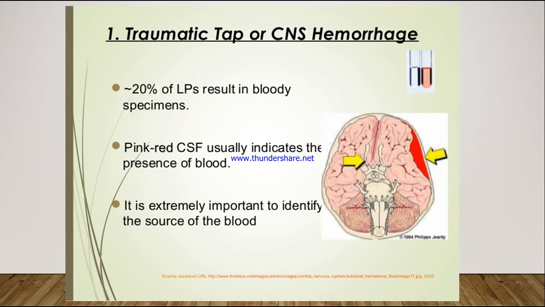So let us see the first, traumatic tap or CNS hemorrhage. Here in this condition, if there is any hemorrhage or bleeding in the CNS, the color of CSF is pink red, which indicates the presence of blood. Approximately 20% of lumbar punctures result in a bloody specimen. Then it is extremely important to identify the source of the blood. So if the color of CSF is pink red, it is our responsibility to detect where the hemorrhage or bleeding is taking place.